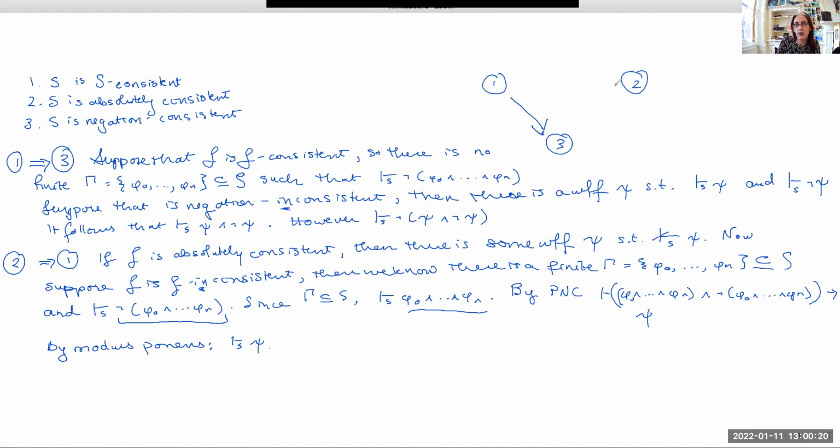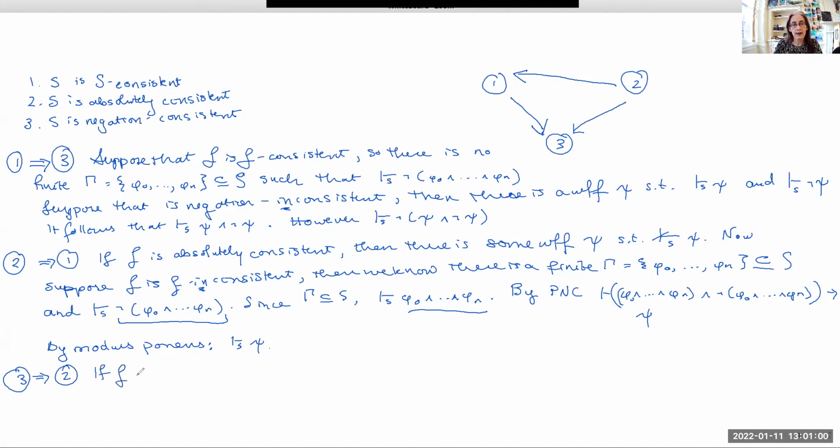So this shows us that if we have something that is absolutely consistent, we have something that is S-consistent. Now, because these are implications, if 2 implies 1 and 1 implies 3, we know that 2 implies 3. So all we need to do is to get one inference that goes the other way around the circle, and we will have shown that these are all equivalent. So the final one that we're going to do is show that 3, negation consistency, implies 2, that is absolute consistency.